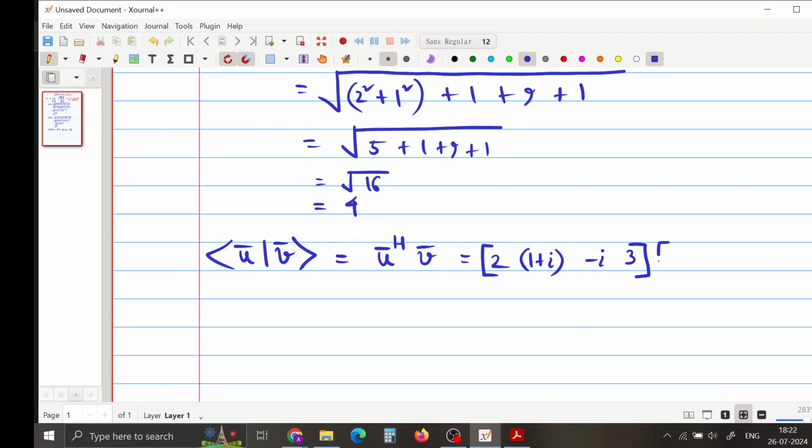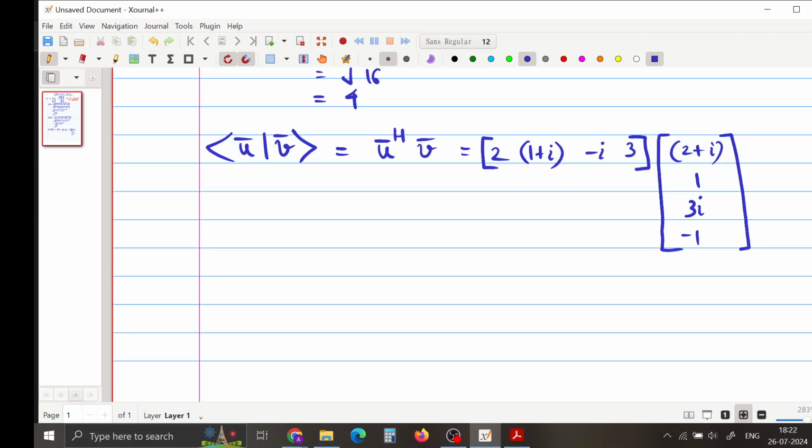Initially it was a column vector, because we are taking the transpose as well. And v is as it is, like this, 3i and minus 1. Okay, now what we do, this is a 1 cross 4 vector, this is a 4 cross 1 vector. The multiplication makes sense.